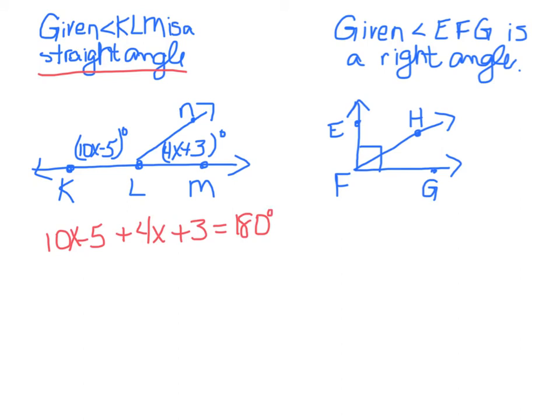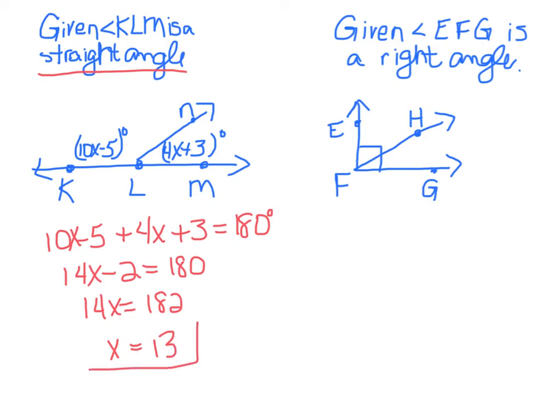Now we can solve for x. 10x plus 4x will give you 14x. Negative 5 plus 3 is negative 2, and that equals 180. Now we'll add 2 to both sides to get 14x equals 182. And then we will divide both sides by 14 to find out what x is. And when you do that, you're going to get x equals 13.